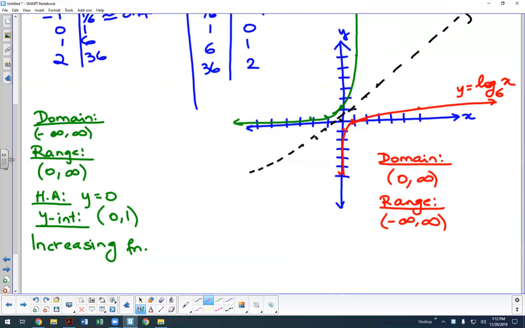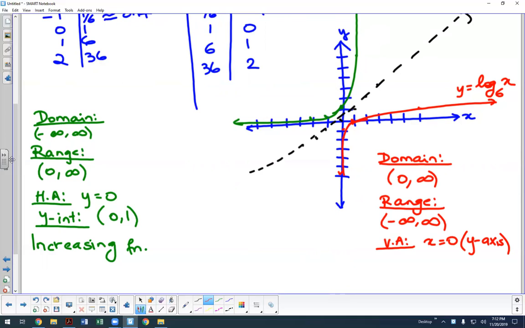We don't have a horizontal asymptote anymore. We have a vertical asymptote, and that's happening right here at the y-axis. This arm of our graph gets really close to the y-axis, but it doesn't touch or cross it. So that's going to be the line x equals 0, or the y-axis.